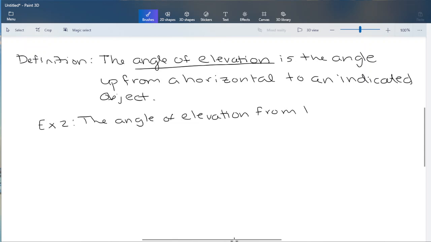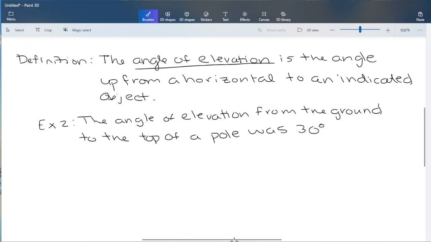from the ground to the top of the pole was 30 degrees. So what that means is that you have this horizontal reference of the ground, and then you have a slanted angle pointing up to the top of a pole. And this angle here is going to be our angle, 30 degrees. So it's up from the horizontal reference to the top of the pole.